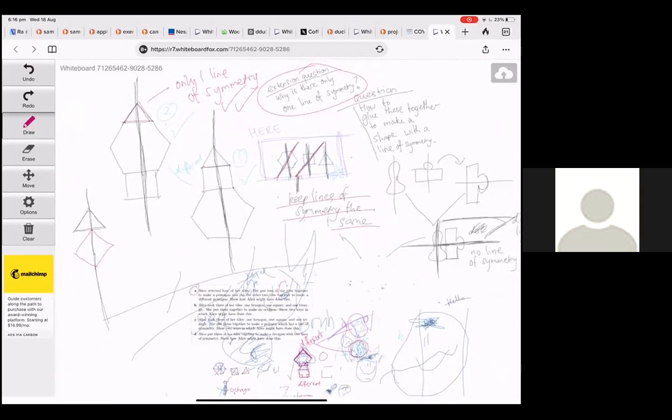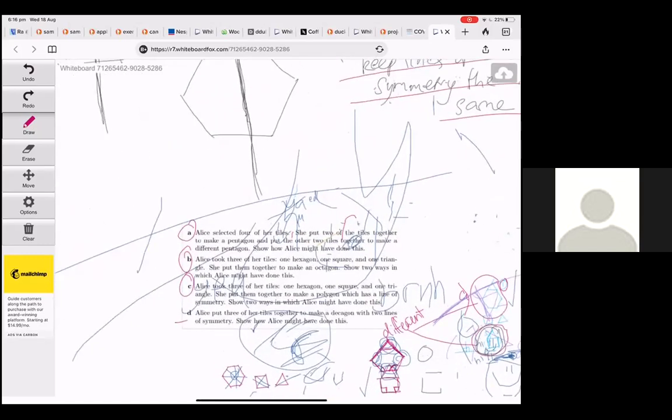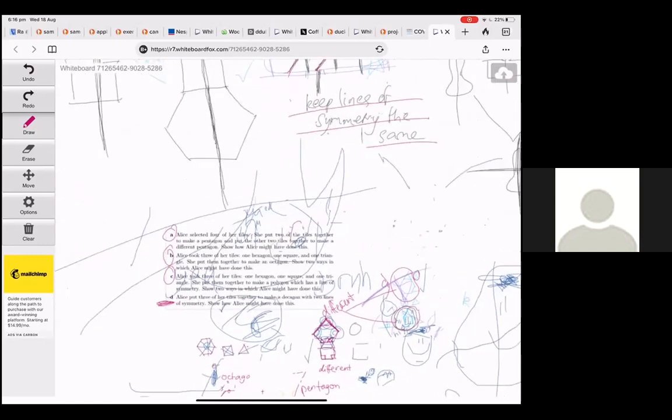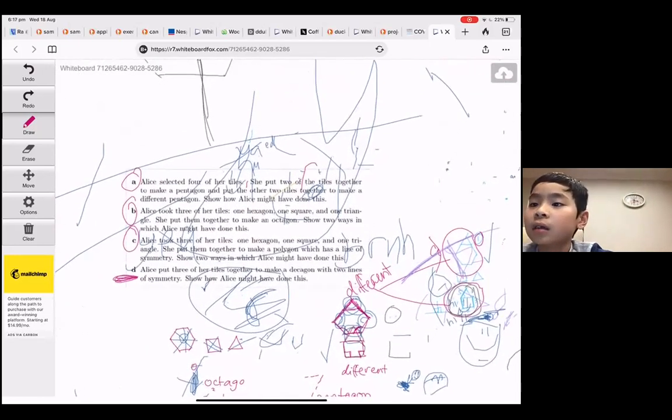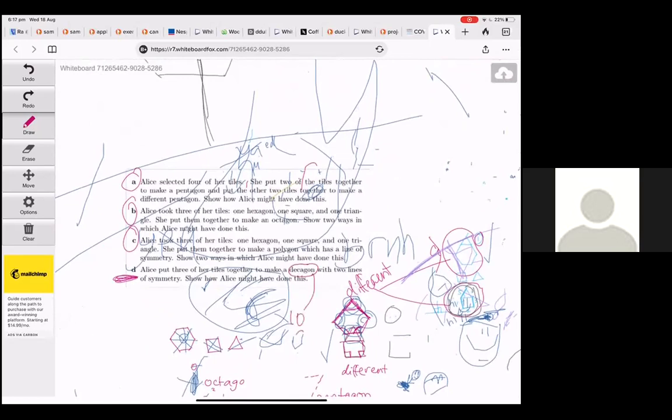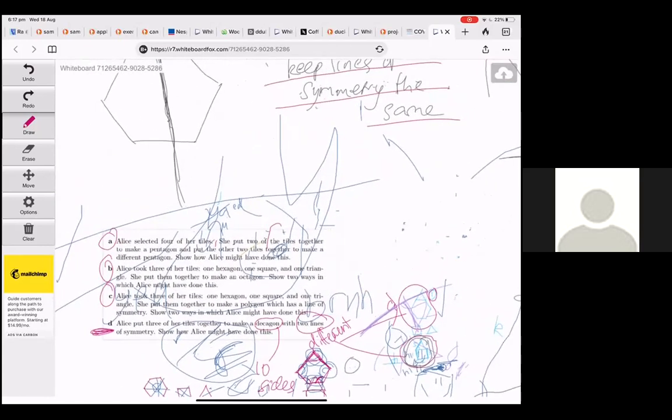We did A, B, and C, and we can quickly think about D next time. I think you can think about it yourself, but it's a decagon. So decagon is 10 sides. Yeah, 10 sides. And I think it has 2 lines of symmetry, right? Well, it says that Alice makes a shape that has 2 lines of symmetry.